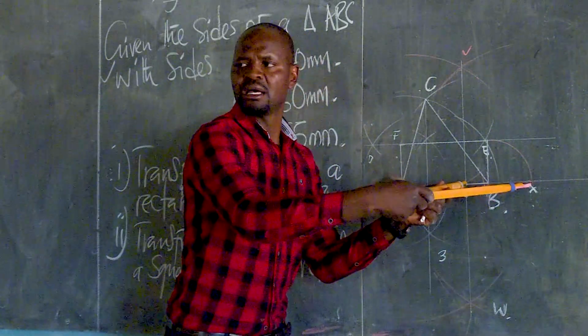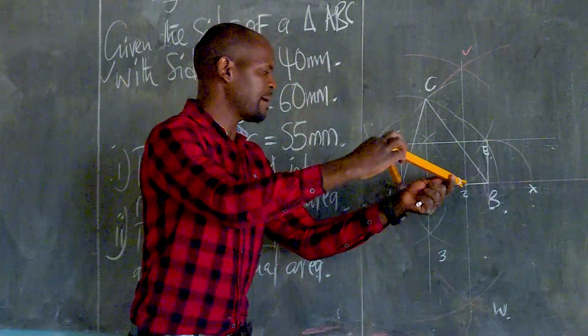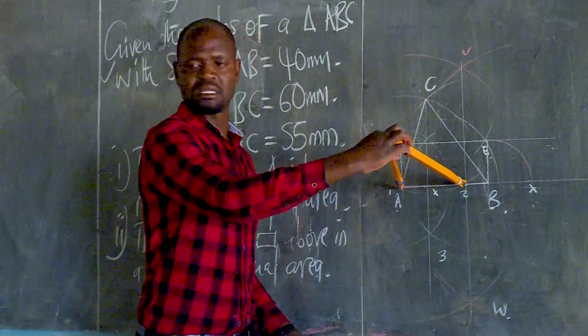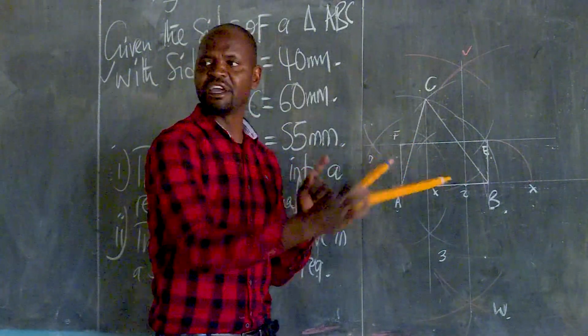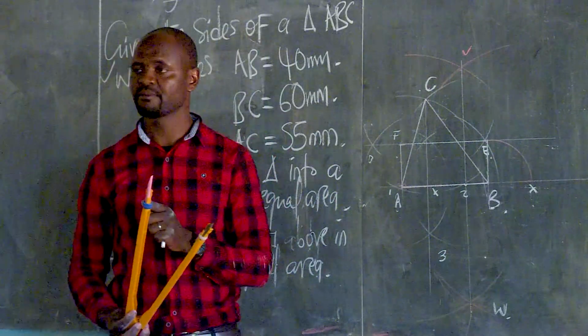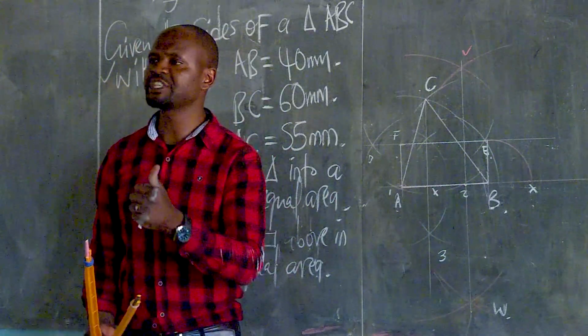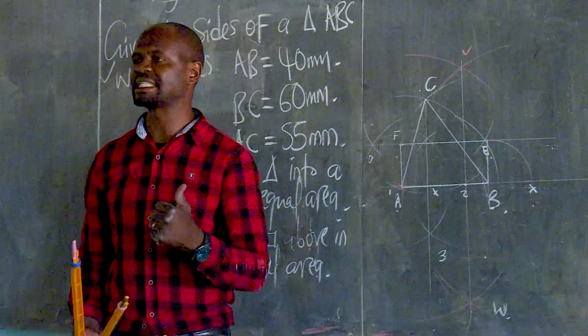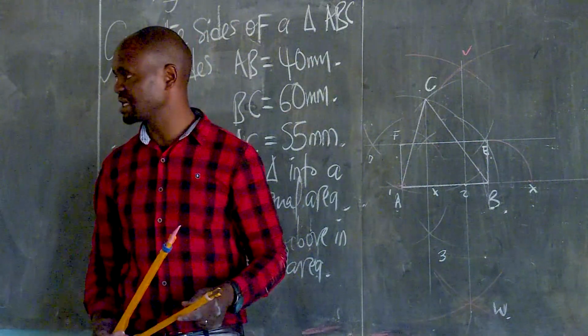There, are we together? Yes. Then we should be able to reach up to there. Have you seen? Yes. If it's not reaching there, then there was a mistake. So that's why we say measure twice, mark once. Are we together, guys? Yes, sir.